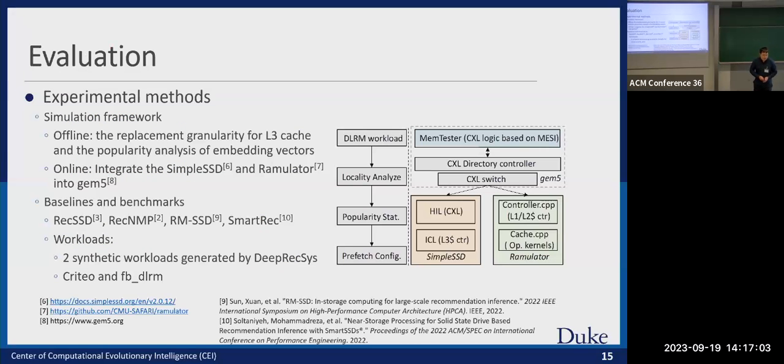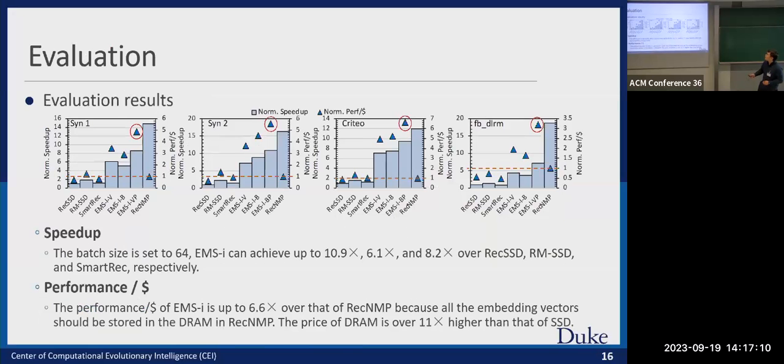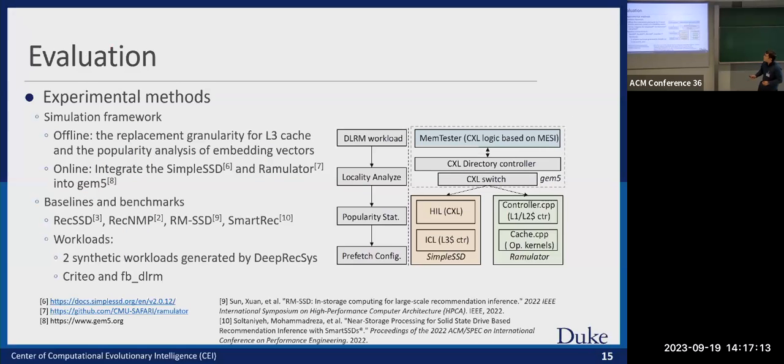And this is our evaluation framework. So we have two parts. The offline part studies the replacement granularity for L3 cache and the popularity analysis of the embedding vectors. So this is all done in software and does some statistical analysis of our workload. And the online part, we integrated a simple SSD emulator into gem5 and built the overall memory and simulated the overall memory system with the queries that we get from the dataset.